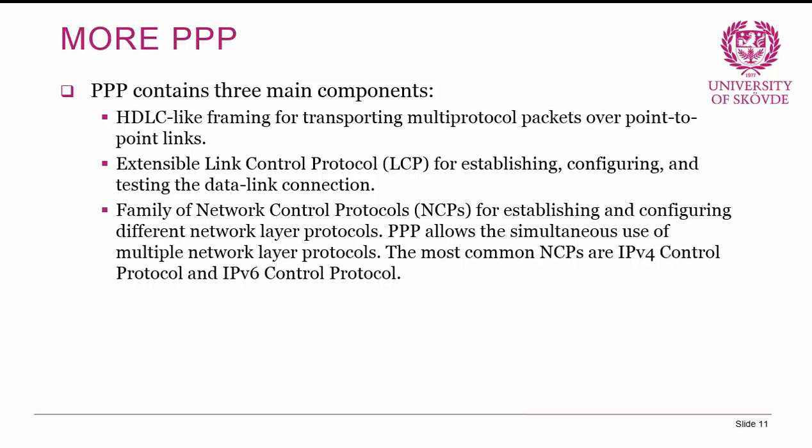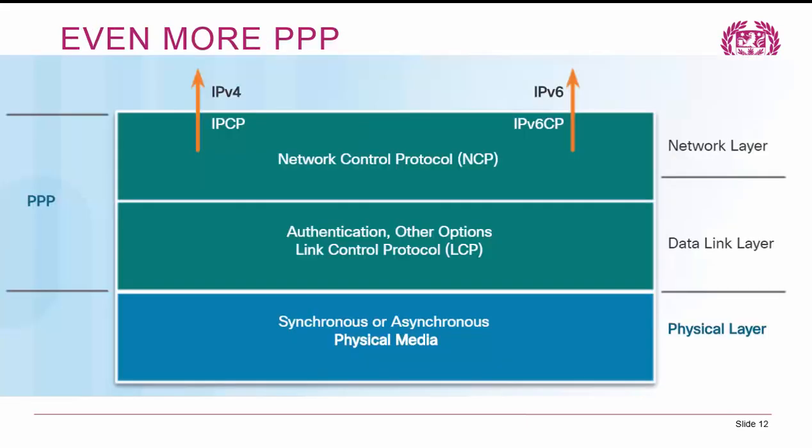And then it has a family of different network control protocols, and that is for establishing and configuring different network layer protocols. So PPP actually allows for simultaneous use of different network layer protocols. The most common NCPs are, of course, the one for IPv4 and one for IPv6, but it can also handle AppleTalk and a bunch of others. So if we look at this in relation to the ISO model, PPP works mainly on the data link layer, but also with those NCPs a little bit up on the network layer.